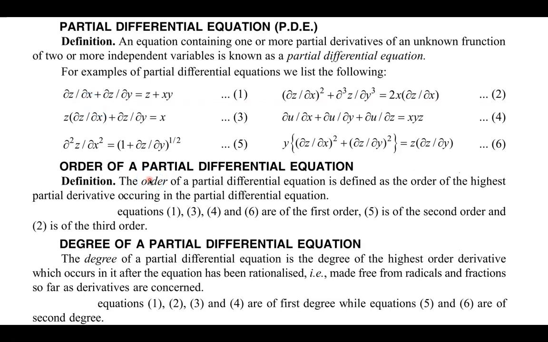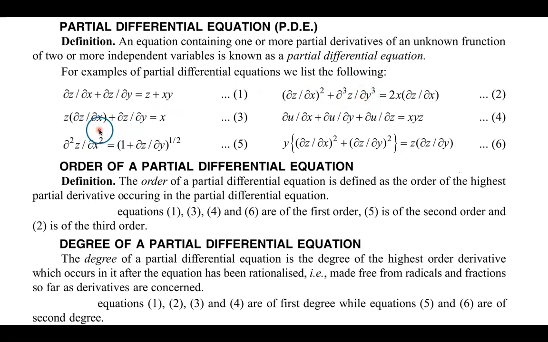Now, we can define the order of a partial differential equation. It is similar to the definition of order of an ordinary differential equation. Here also, the order is defined as the order of the highest partial derivative occurring in the partial differential equation. So, in example 1, the order will be 1. Similarly, in example 2, the order of the highest partial derivative is 3. So, its order will be 3.